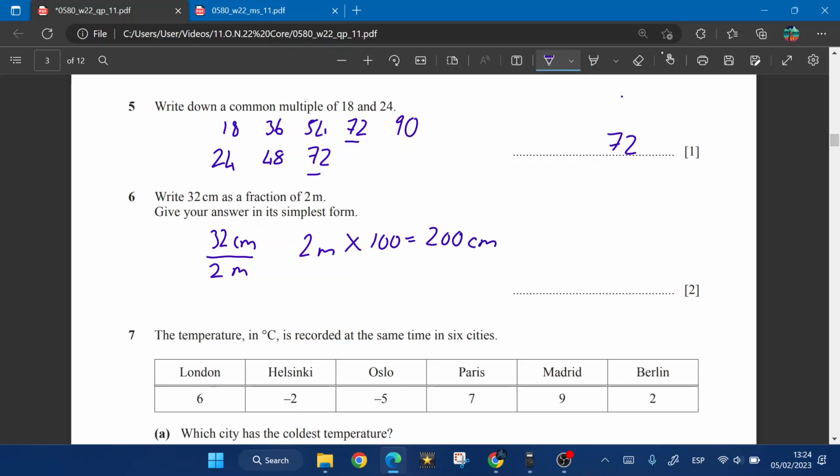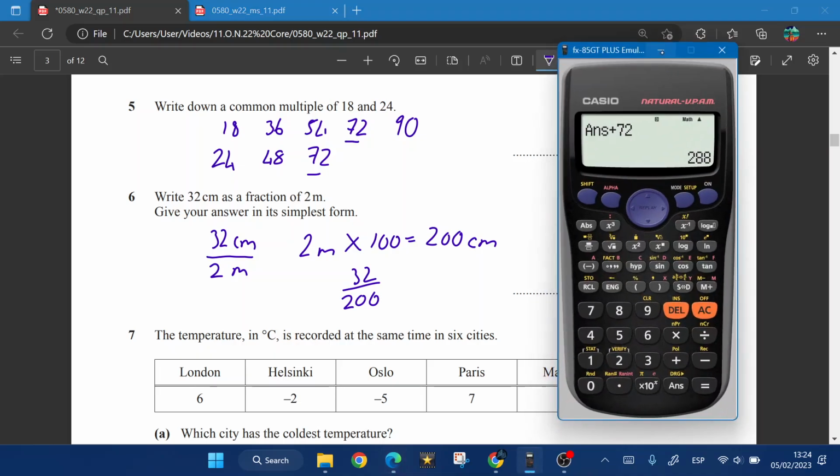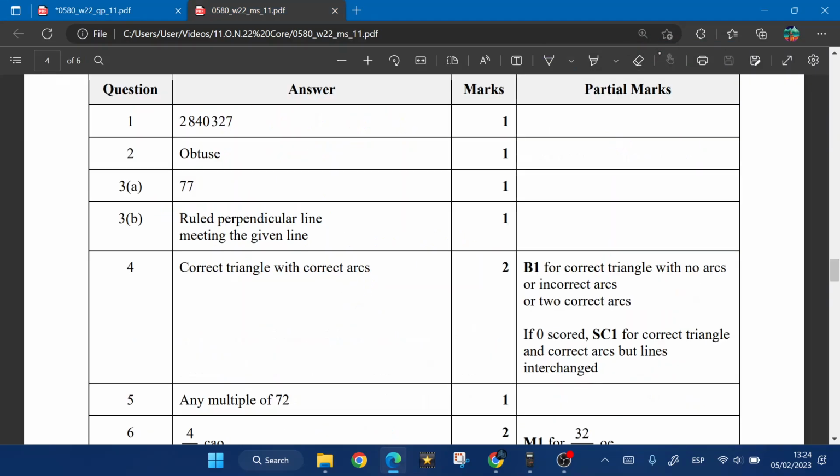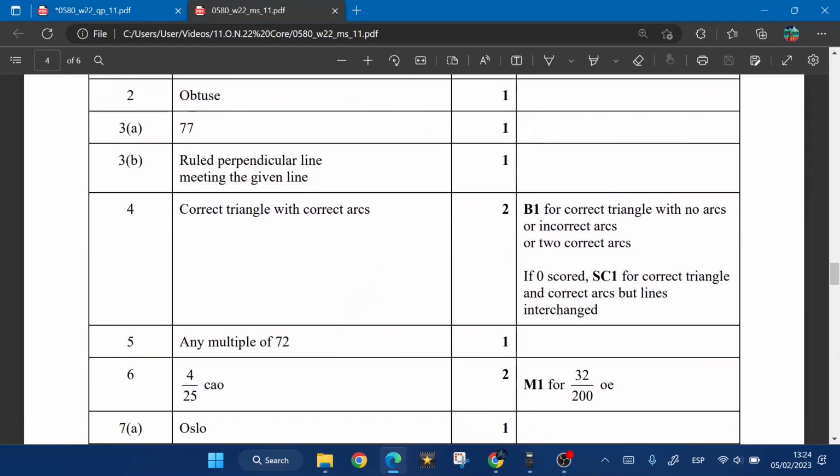That means the fraction is 32 over 200. We can divide that by 2. Divide it by 2 again. Divide it by 2 again. If you got your calculator though, if you put it in there, it will automatically give you the simplified answer straight away. So use that to help you. 4 over 25 is the only correct answer. You get 1 mark for writing 32 over 200.